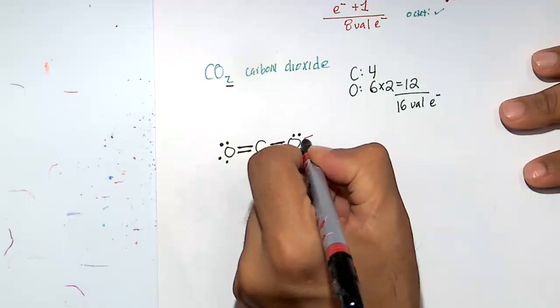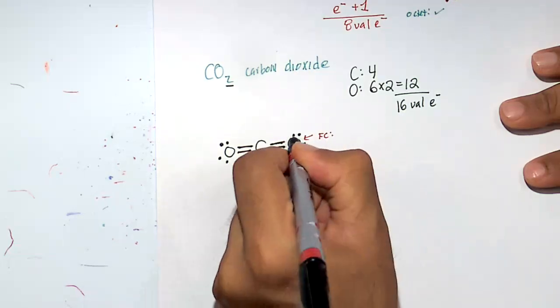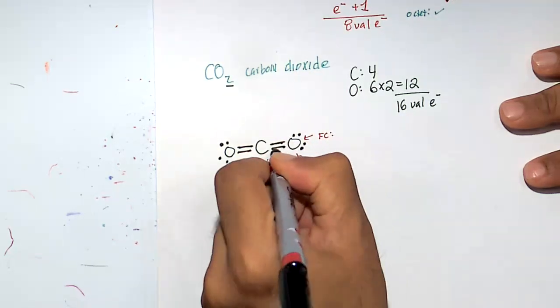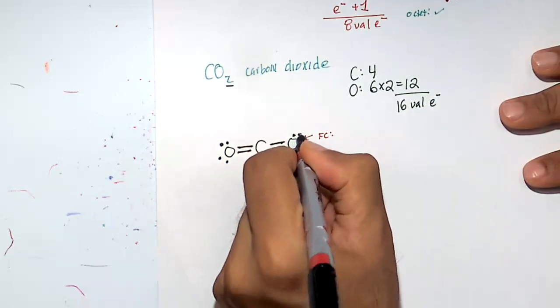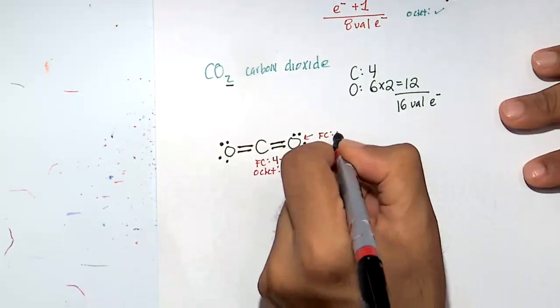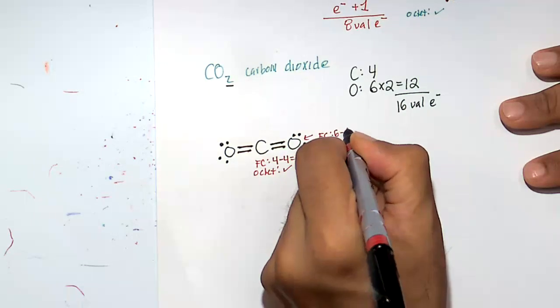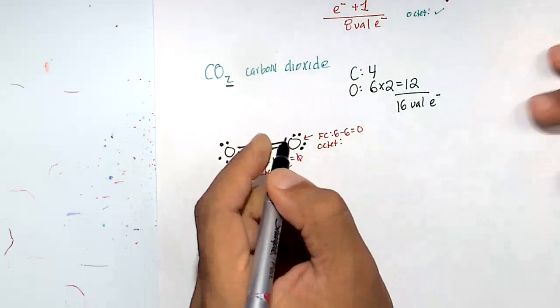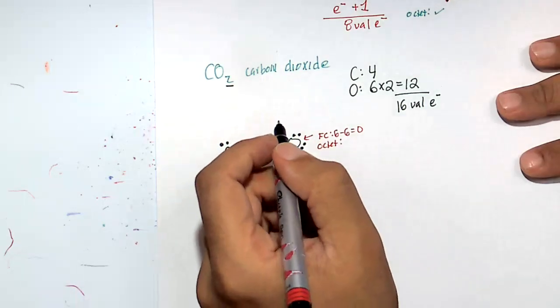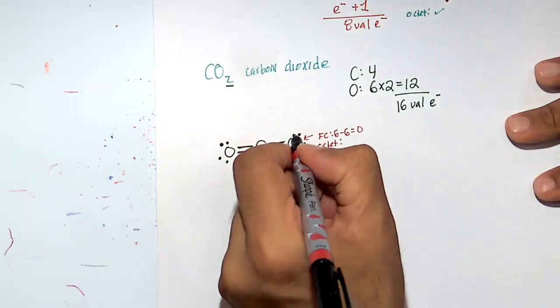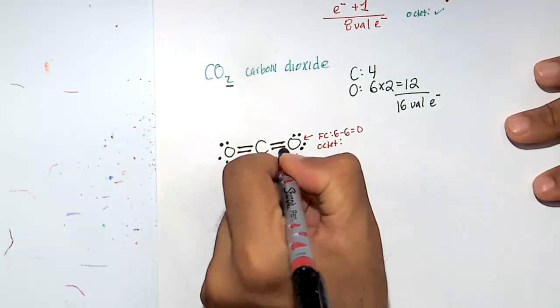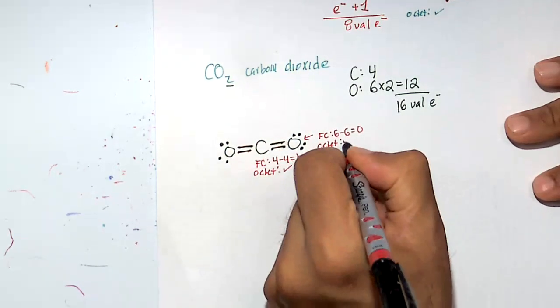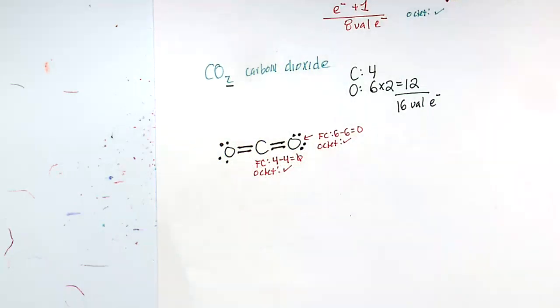All right, formal charge for this oxygen here. 1, 2, 3, 4, 5, 6. 1, 2, 3, 4, 5, 6. Oxygen is happy at 6. 6 minus 6 is 0. Octet rule: count everything individually in the octet rule. 1, 2, 3, 4, 5, 6, 7, 8. So that is the octet rule for carbon dioxide. For the oxygen in carbon dioxide, it is satisfied.